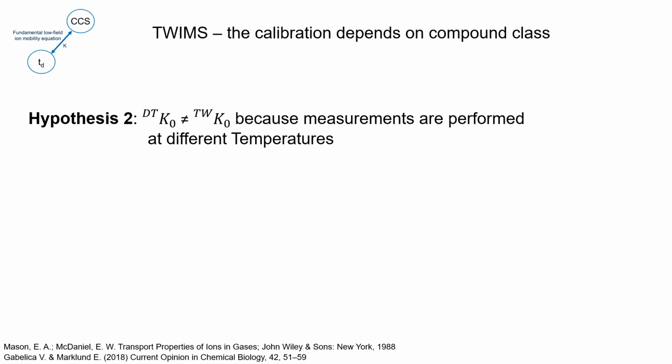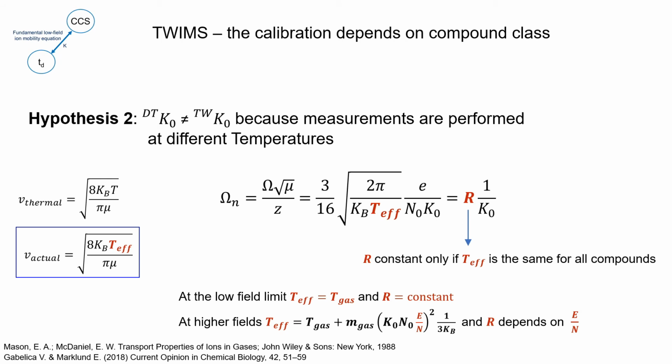A second hypothesis, which is really related to the first, is that the effective temperature experienced by the ions is not constant for all compounds. At higher fields there is also a contribution of the E over N to the effective temperature following the two-temperature theory, so if the E over N changes, the effective temperature changes with it. Therefore, the constant R is not a constant anymore. But compounds belonging to the same class can have similar CCS dependence on the experienced temperature. The range of fields used in so-called linear methods can differ quite a lot, and an effective temperature higher than the gas temperature may be reached in traveling wave ion mobility, TWIMS, or in drift tube ion mobility at high fields. And this can be a plausible explanation.